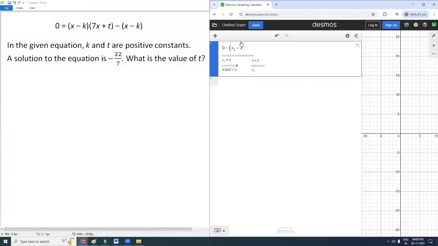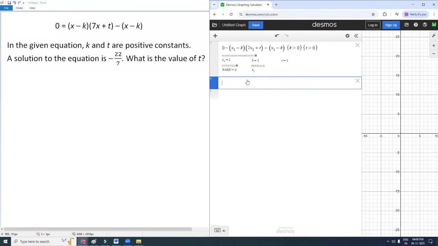negative k times 7 times x1 plus t, then I have to take the negative sign, then we have x1 negative k. And also we have to take input for the information, that k and t are positive constants. That is, k is greater than 0, and also t is greater than 0.